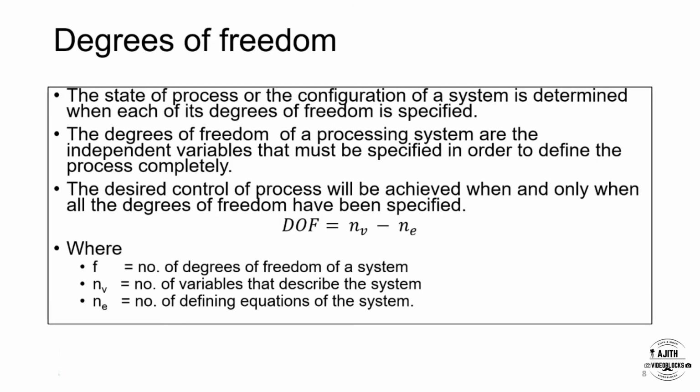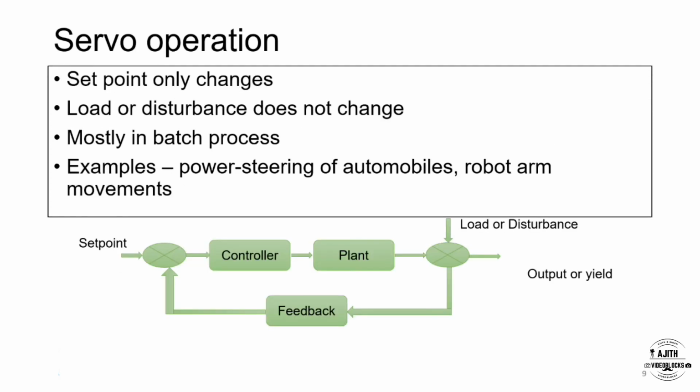Now let us move on to degrees of freedom. Degree of freedom is nothing but the independent variables that must be specified to describe a process completely. It can be given by an equation, which is the difference between the number of variables describing the system and the number of defining equations in the system. Degree of freedom tells us about the nature or the state of the process. Hope you gained some knowledge on degrees of freedom.